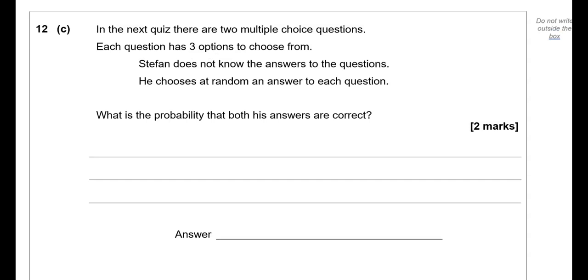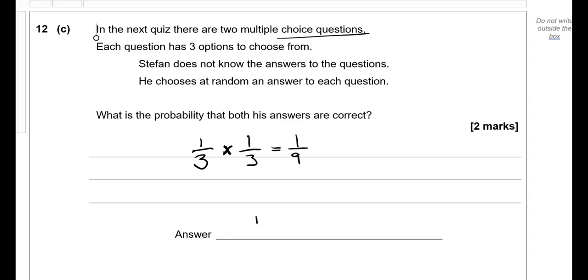So as he doesn't know the answer, he might randomly get it right. The chances of him getting it right are 1/3, 1 out of the 3, because only one of them would be correct. And also, chances of him getting it right second time, when we've got the second question, are again 1/3. So the question is, what's the probability that both of his answers are correct? So correct the first time and correct the second time, which means we've got the word and in there and we multiply. So 1/3 times 1/3 gives us 1/9.